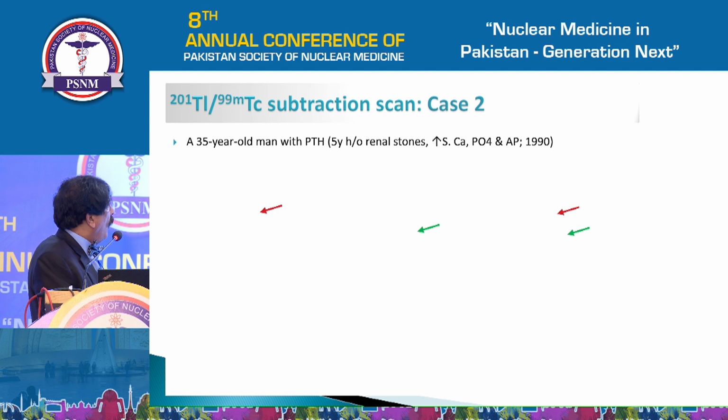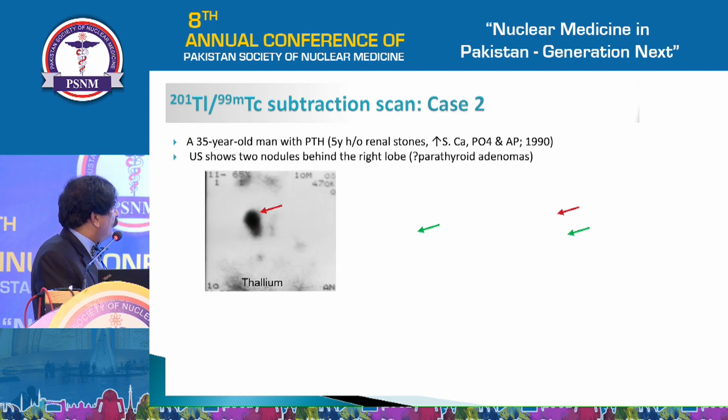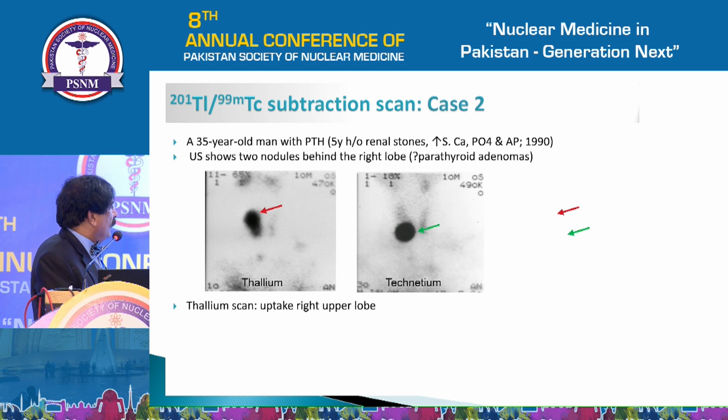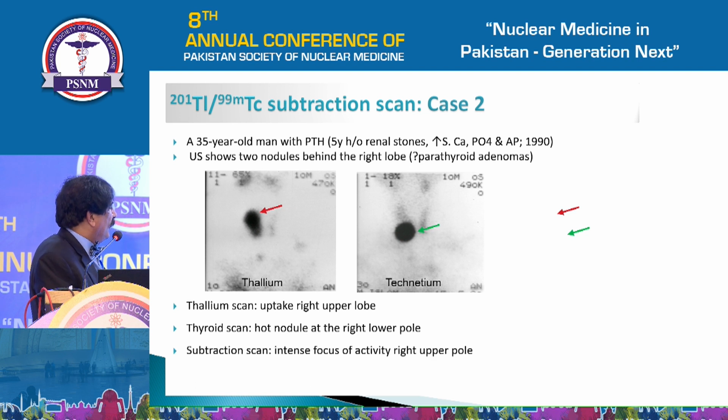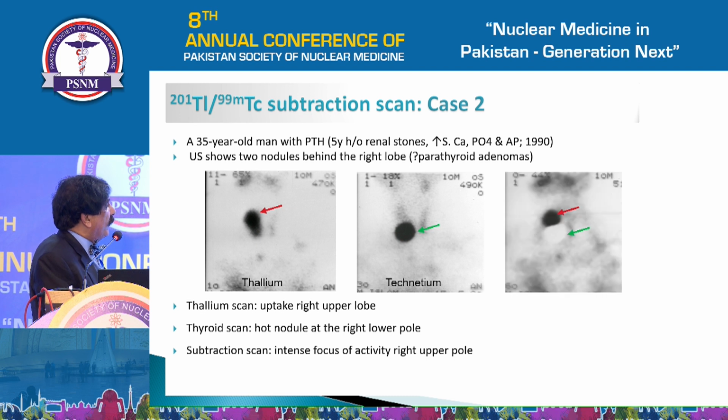Another case which I did at that same time: ultrasound shows two nodules in the right thyroid lobe, and the thallium scan shows uptake in the upper right lobe, and the thyroid scan shows a hot nodule in the lower right lobe. This is a subtraction scan that shows the focus of activity in the upper right lobe.